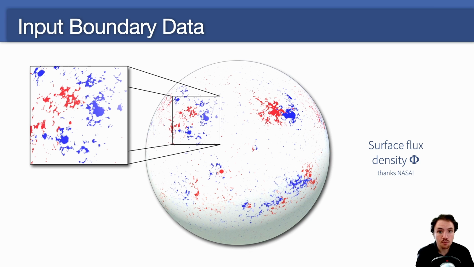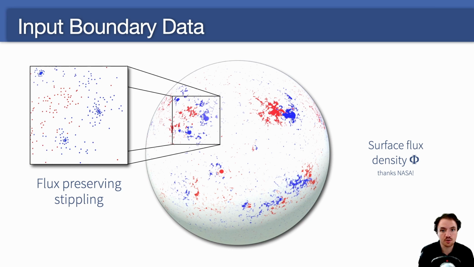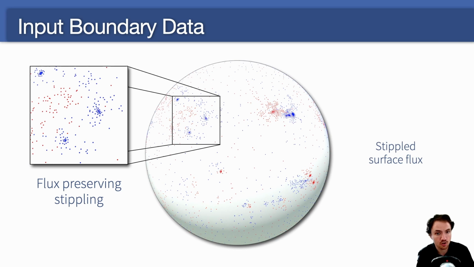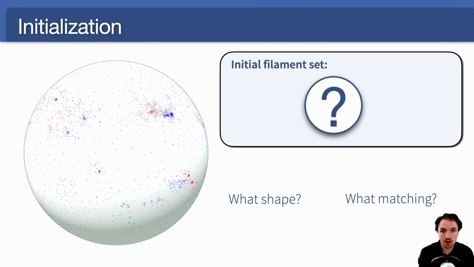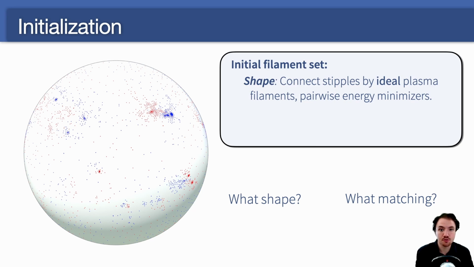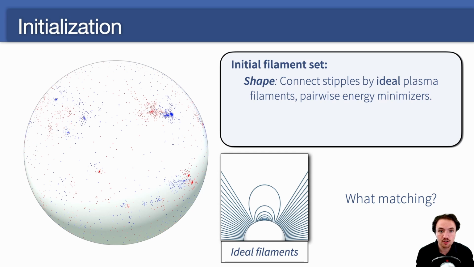For our application, we now stipple the flux density into points of equal flux, such that the flux is approximately preserved locally. Areas of strong magnetic field have many stipples clumped together. So now the question is, what filaments do we feed into our algorithm? What shape should these filaments have, and how should they match red stipples with blue stipples? For the shape question, we propose to use the shape of ideal filaments. That is the shape a single filament would have if it wasn't limited by other filaments through the constraint that filaments do not overlap. We derive the exact parametrization and energy of ideal filaments in the paper. Mathematically, it is only dependent on the pressure distribution in the solar atmosphere.